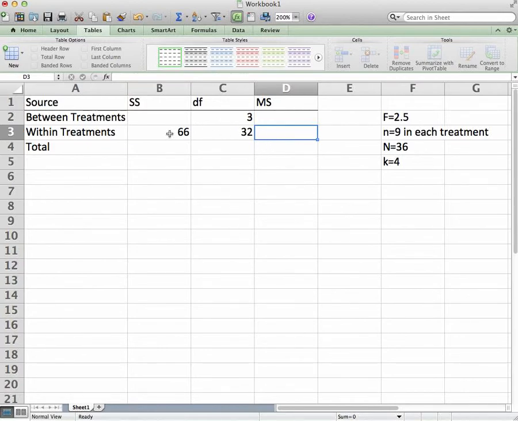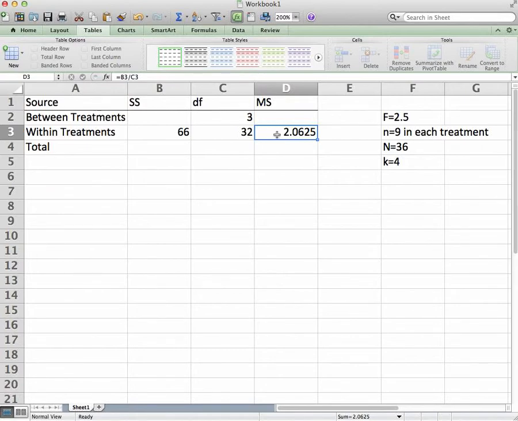If you know sums of squares and degrees of freedom, then you know mean square. So we have within treatment sum of squares and degrees of freedom. So we can get mean square by dividing. That's equal to the sum of squares divided by the degrees of freedom. You can do that on your calculator. Excel does it for you, but that's how we calculated the mean square for within treatments. Well, now we need to work backwards.